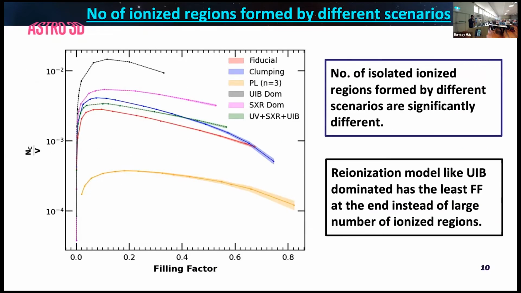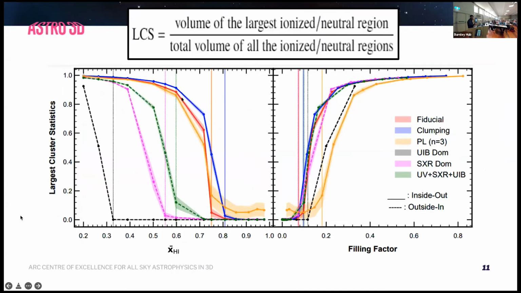Even if you look at the number of ionized regions formed by these scenarios, we can see that a few of the scenarios, like UV dominated, form the largest number of ionized regions, while a scenario like power law forms the least number of ionized regions. But their contribution to the filling factor is significantly different, which again signifies the property of our sources.